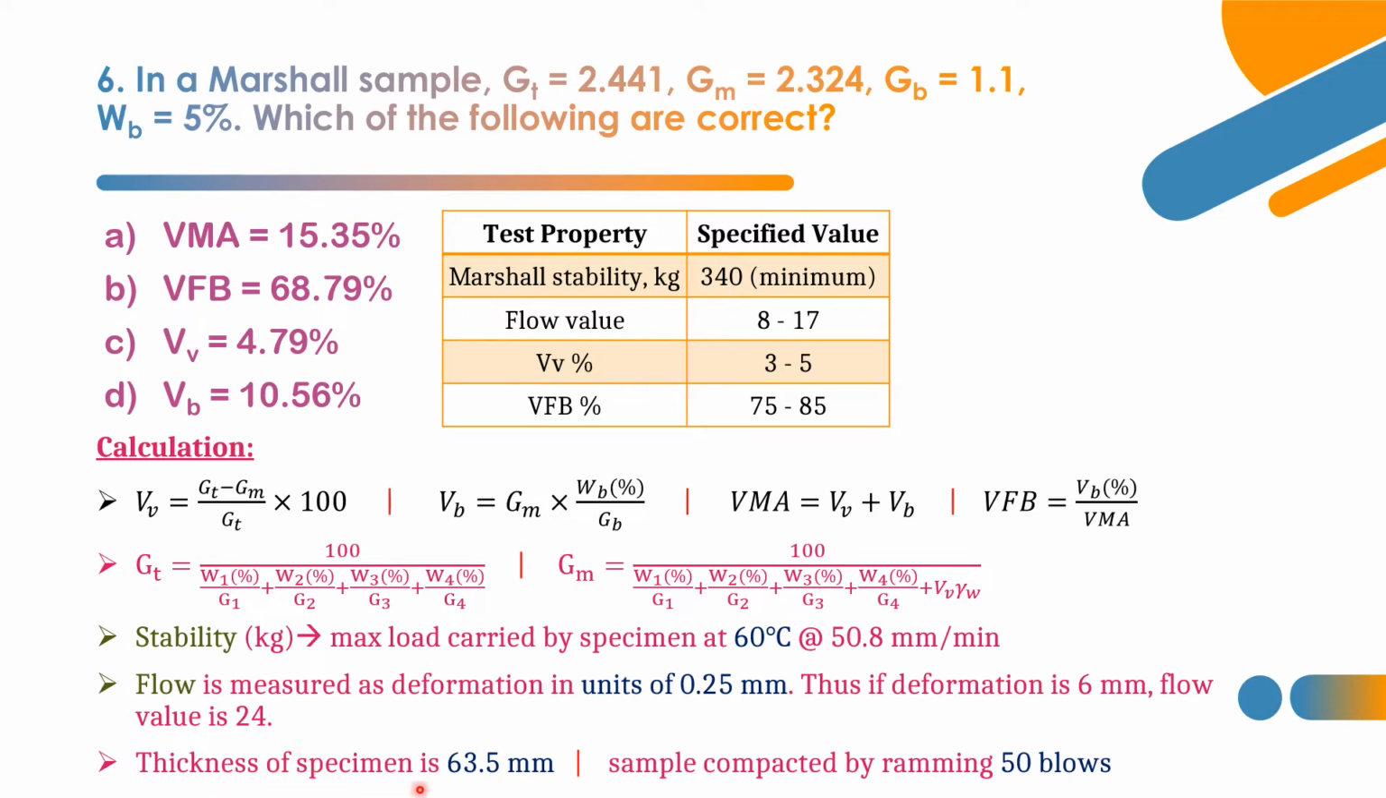And the thickness of specimen in the Marshall bituminous testing shall be 63.5 mm. If at all it is fluctuating, there should be corrections applied. And the sample is compacted by ramming 50 blows. So these are some points to be noted in case of Marshall bituminous mix design.